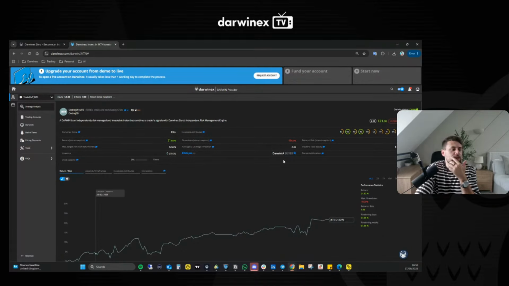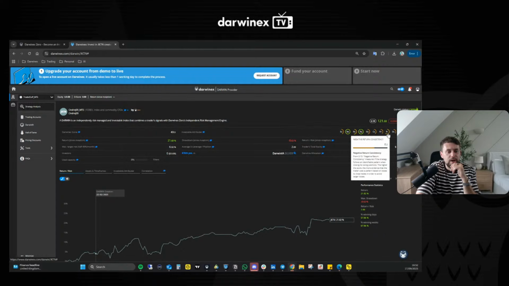For those that are unaware, you can view your Zero Darwins on Darwinex.com. You have to be signed in, but you can use your Darwinex Zero username and password to log in. I just have a different account, but you can log in using your Zero account, and you get the same sort of interface that the Darwinex guys have. The only difference is it says Buy Zero up here.